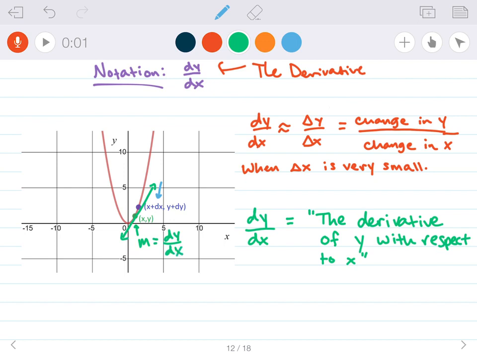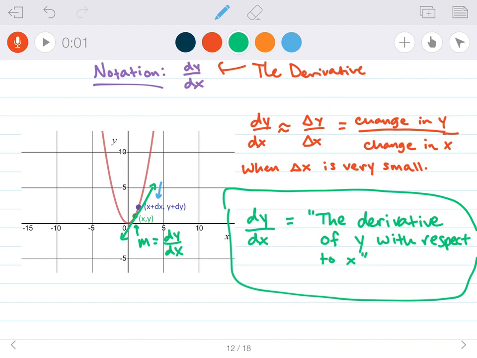And the way that we say this in practice, dy dx means the derivative of y with respect to x. And all that means is that y is our dependent variable and x is our independent variable. So y depends on x. That's what the respect means, okay?